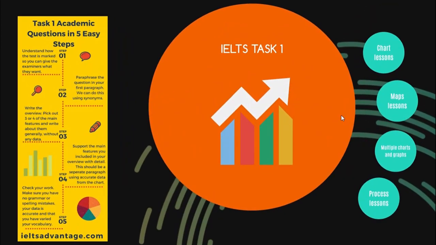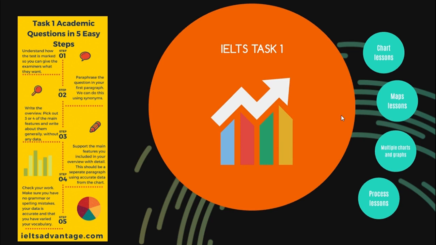Let's talk more about Task 1. There are multiple different charts and graphs which can be asked. It can be in the form of a bar graph, histogram, pie chart. It can be a map question as well. It can be a process question as well. In the later part we will discuss each and everything in detail.